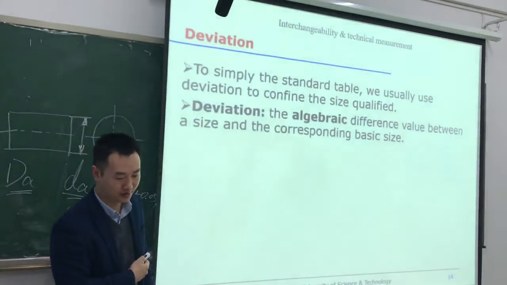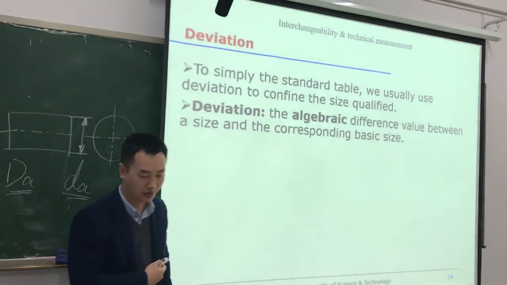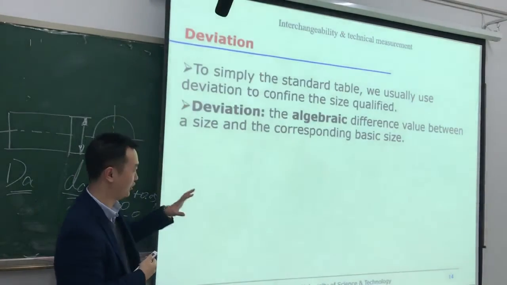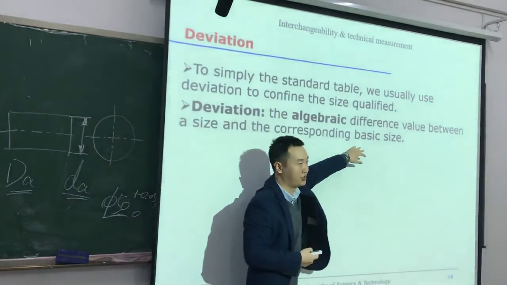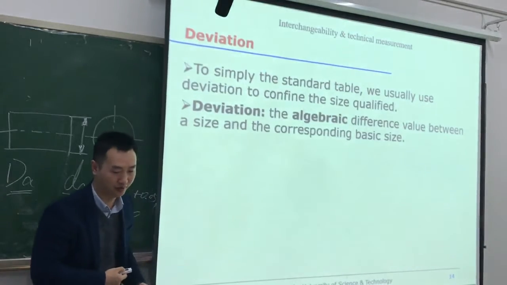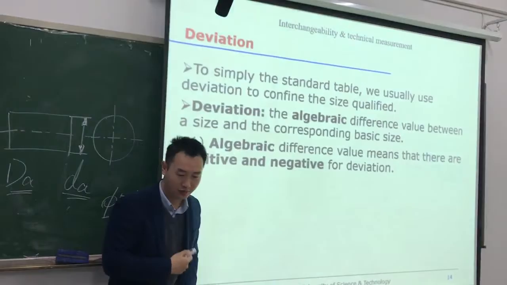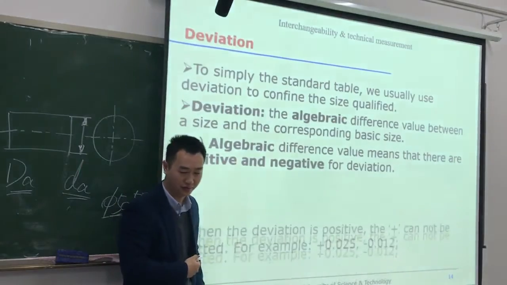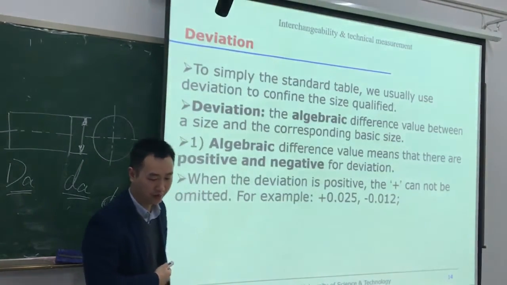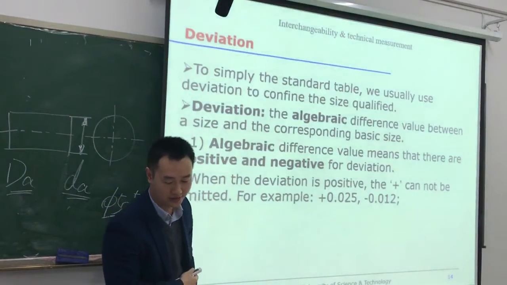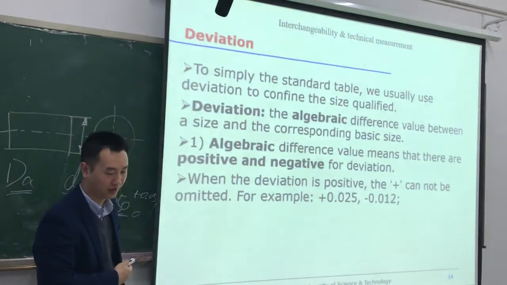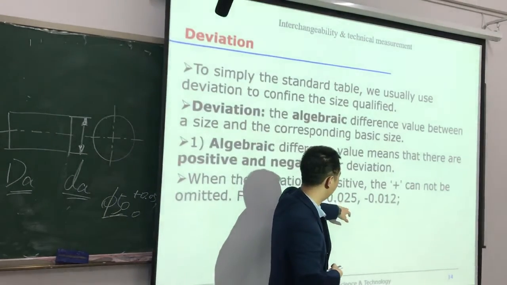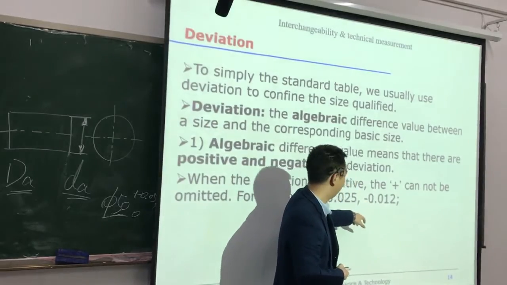Deviation is termed as the algebraic difference between a size and the corresponding basic size. We use the size to minus the basic size, and we get the deviation value. The algebraic difference means that a deviation can be positive or negative. When the deviation is positive, we write the plus sign, and the plus sign cannot be omitted. For example, plus 0.025 and minus 0.012.